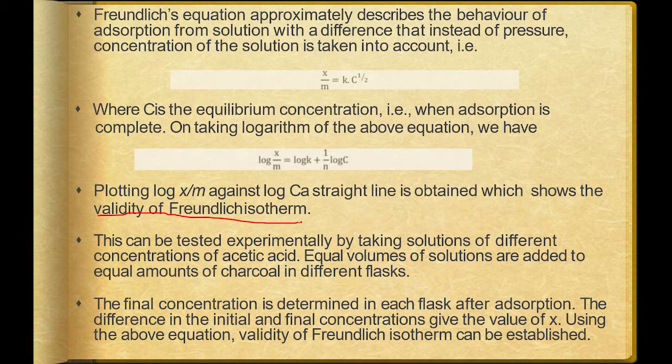This can be tested experimentally by taking solutions of different concentrations of acetic acid. Equal volumes of solution are added to equal amounts of charcoal in different flasks. So this is something which we can experimentally test. Sometimes this practical is done in schools. So you take different solutions.